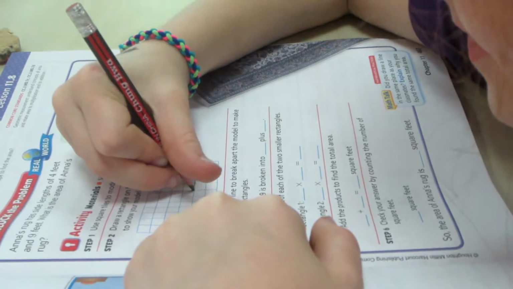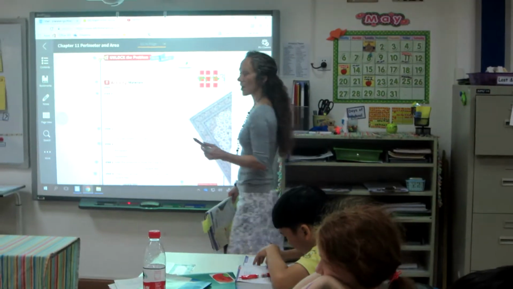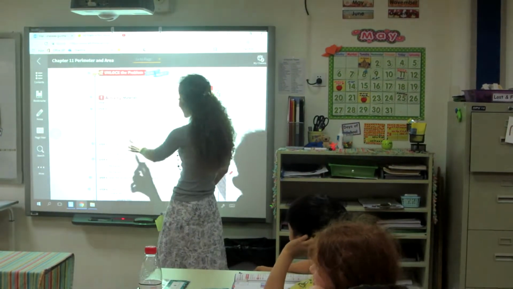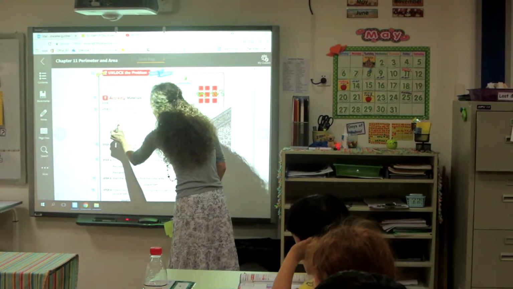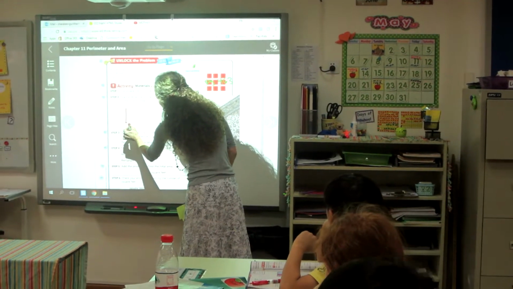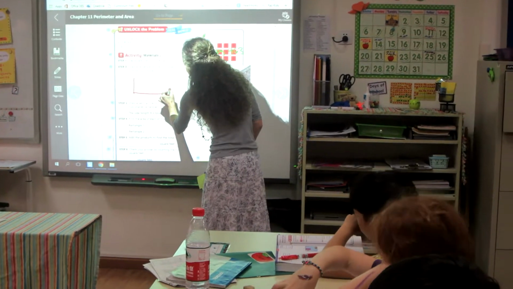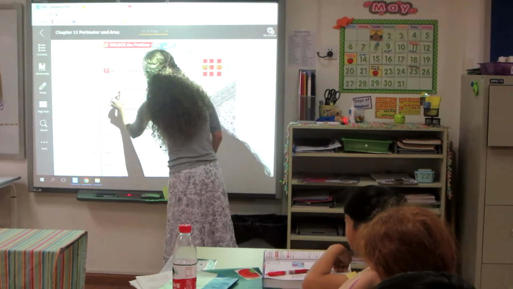Remember, when you're finished, put your pencil on your book, and then I know you're ready to be checked. Okay, if you did it correctly, it doesn't matter where it's on your grid paper, but you should have 4 by 9. 1, 2, 3, 4, 5, 6, 7, 8, 9. So your rectangle should look like this.